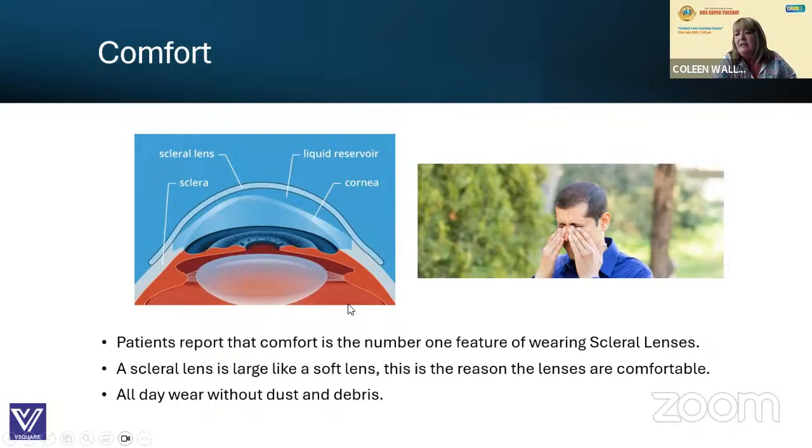Patients always report that the number one reason for wearing scleral lenses is the comfort. There's also good vision with scleral lenses. The tear layer under the scleral lens acts as power and fills in all the irregularities of the cornea, making the patient's vision much better. And the lenses seal off at the sclera, and that never allows dust and debris to get under the lens. So patients always claim that scleral lenses are far more comfortable than a standard corneal lens, where dust and debris is always an issue and movement is always an issue as well.